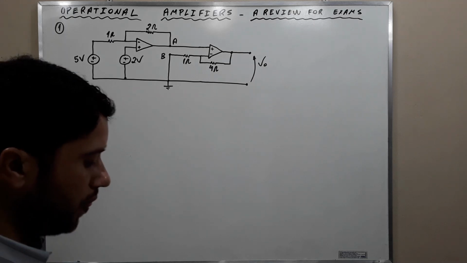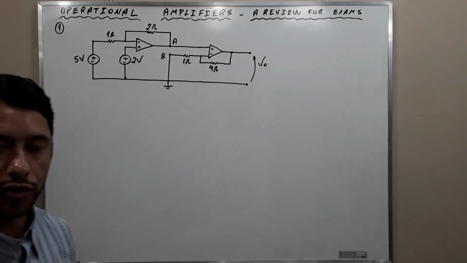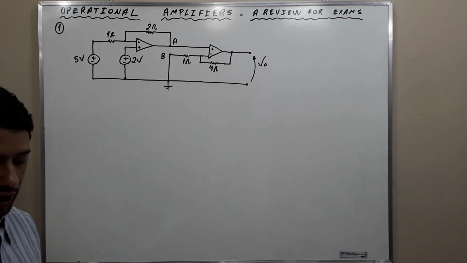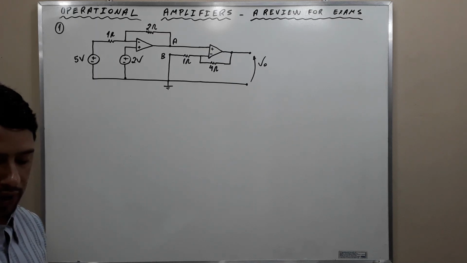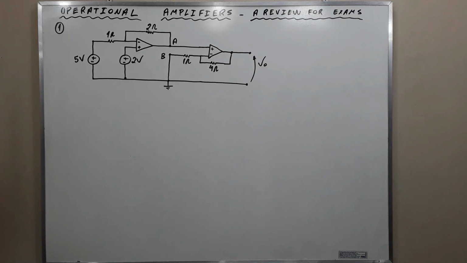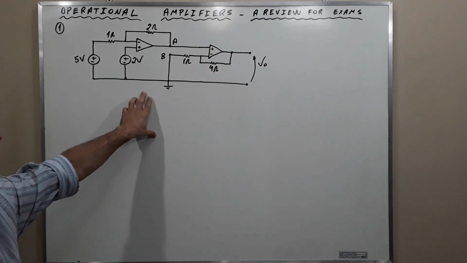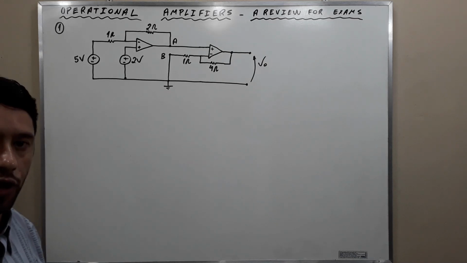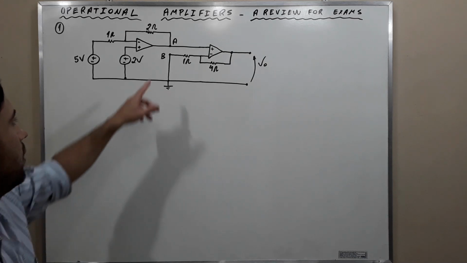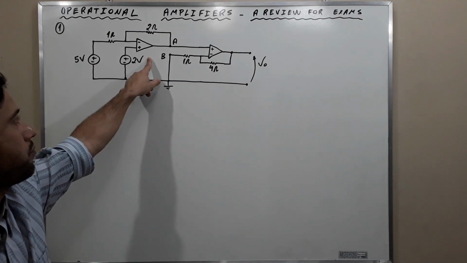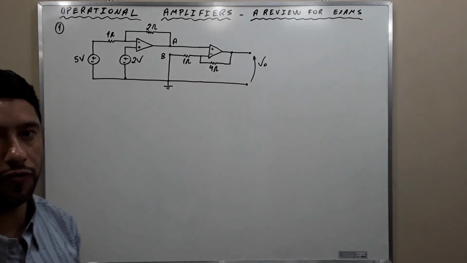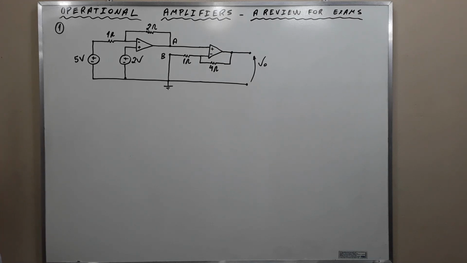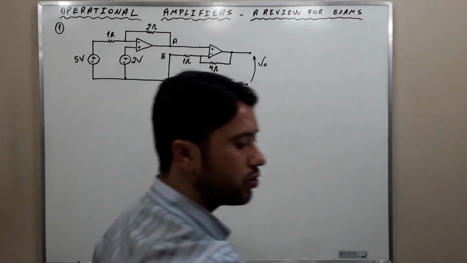Exercise number 1. What is the output voltage of the amplification circuit if the op amps are ideal? So we have this amplification circuit, and the exercise is informing us that the operational amplifiers are ideal. Okay? So this is the exercise. Let's go to the solution, my friends.